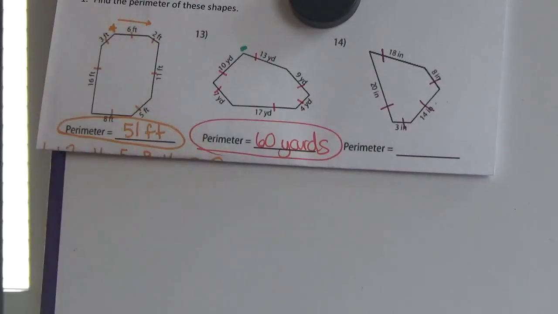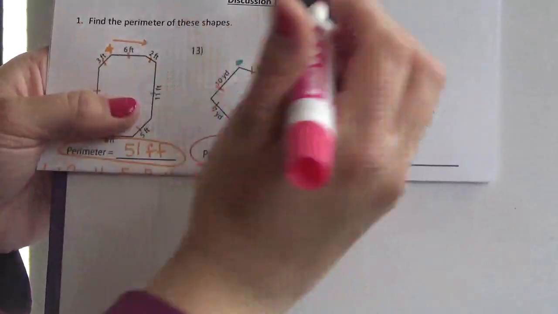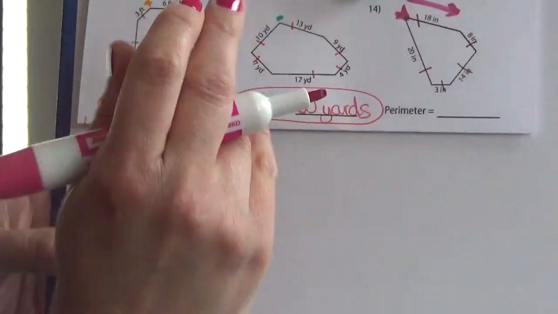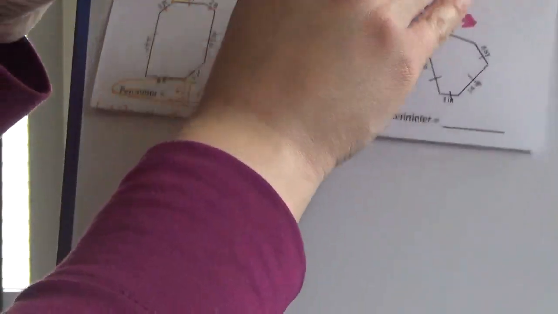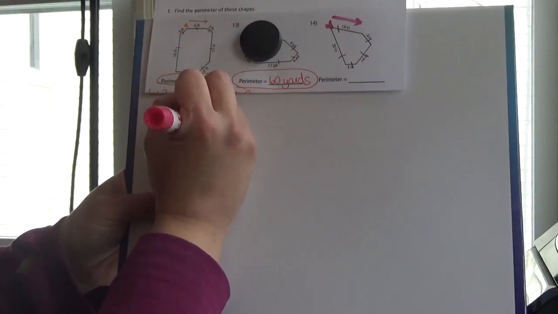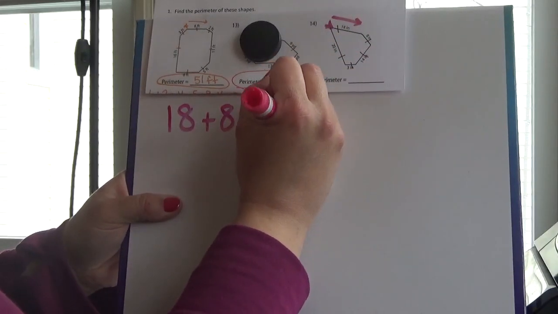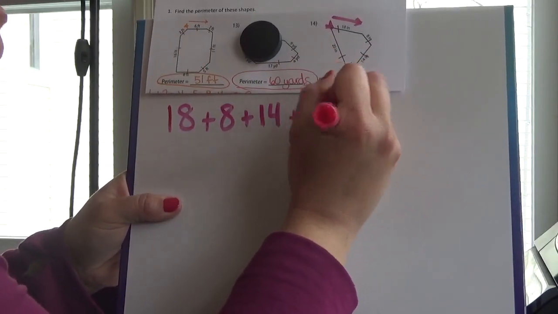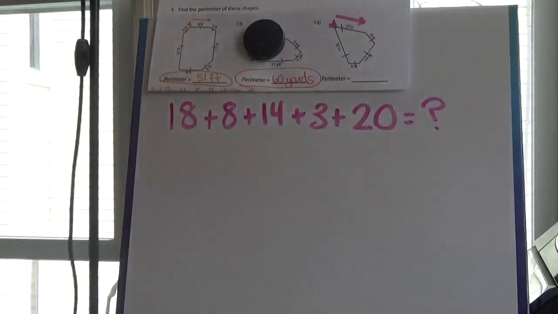So I'm going to use my whiteboard here to solve this. So I need to write down my measurements. So I'm going to start here. That's my starting point, and I'm going to go this way. Actually, sorry. I want to make sure I have enough space to solve it. So my first side is 18. My second side is 8. My third side is 14. My fourth side is 3. And my largest side, which happens to be my last side, is 20. And we're talking about inches here.